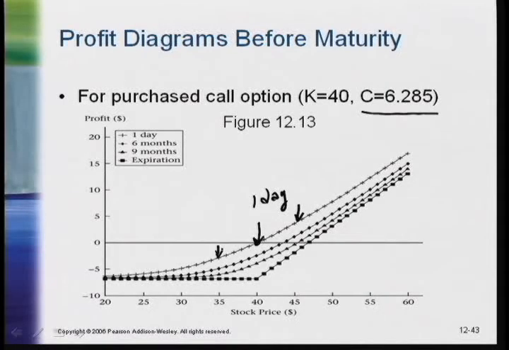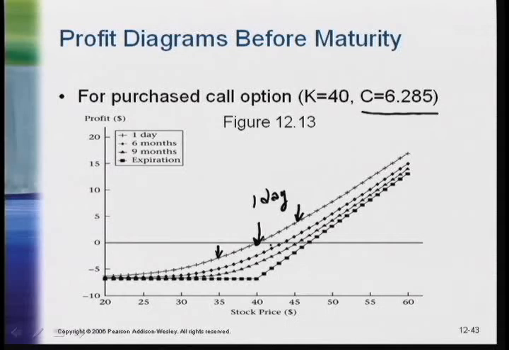And we can see successively each one of these curves. The next one is 6 months later, the next one down is 9 months later, and finally it's the profit diagram at expiration, where we see the familiar payoff profile of a call option. And we can see that as time passes, the profit loss profile for the investor gets closer and closer, as expected, to the payoff profile at expiry.